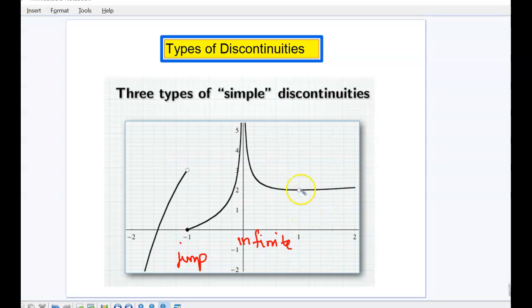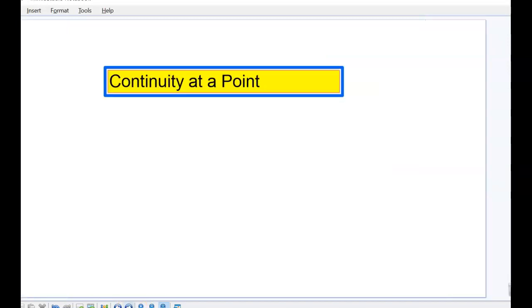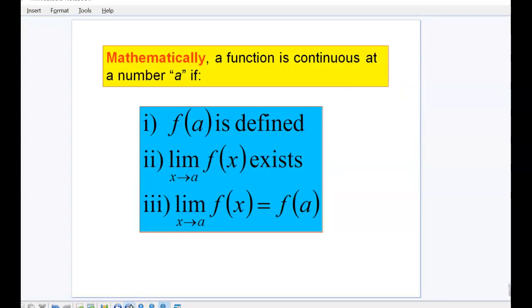And at 1, we're going to use the term removable. I know the video said both point and removable, but we're going to use the term removable for those types of discontinuities. All right, for continuity at a point, there's a three-step process for a function to be continuous at a point. And they kind of touched on it in the first video, and these are the three.